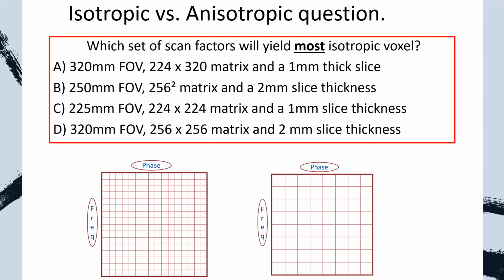Okay, you have to do the math here. Which one is going to give you, say, 2 by 2 by 2 or 1 by 1 by 1? You have to do the math here on your calculator and figure out which one. And let me see here. I want to say it was C. All right. If you want to take the time to do the math, knock yourself out. But 225 divided by 224, that's going to come out basically to 0.9 or maybe 0.99 or something, and a 1 millimeter slice thickness. So that's going to give you an isotropic voxel. I hope that makes sense.